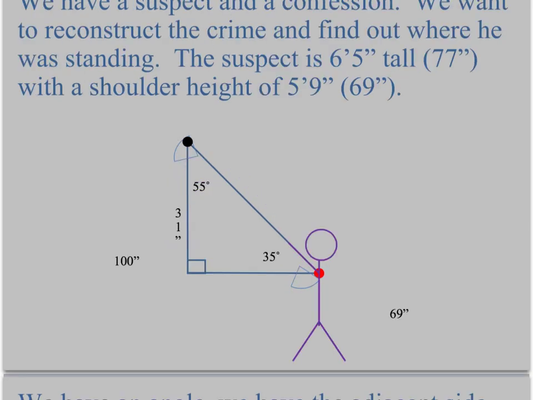But remember, knowing just the angle of impact isn't enough. We need more. So we have a suspect and we have a confession. We want to reconstruct the crime and find out where the suspect was standing when the crime occurred. So the suspect is 6 feet 5 inches tall, but that's the suspect's entire height. Since we have the suspect, we've gone ahead and measured and figured out the shoulder height, because remember, shoulder height is what's important. So we have a shoulder height of 69 inches here.